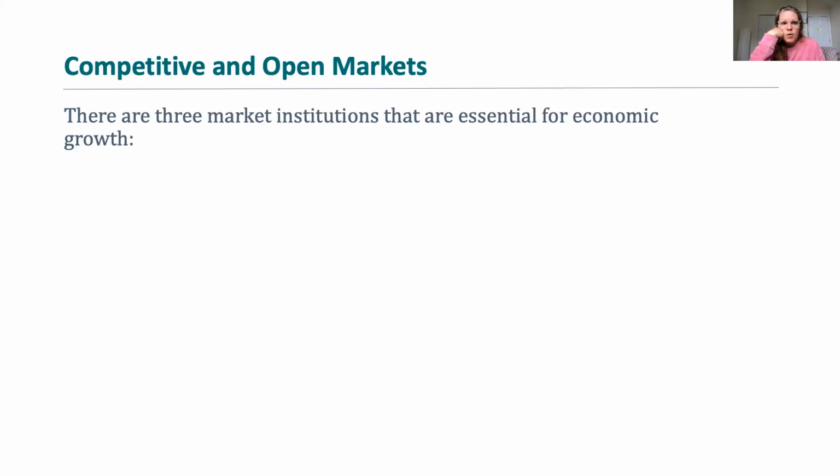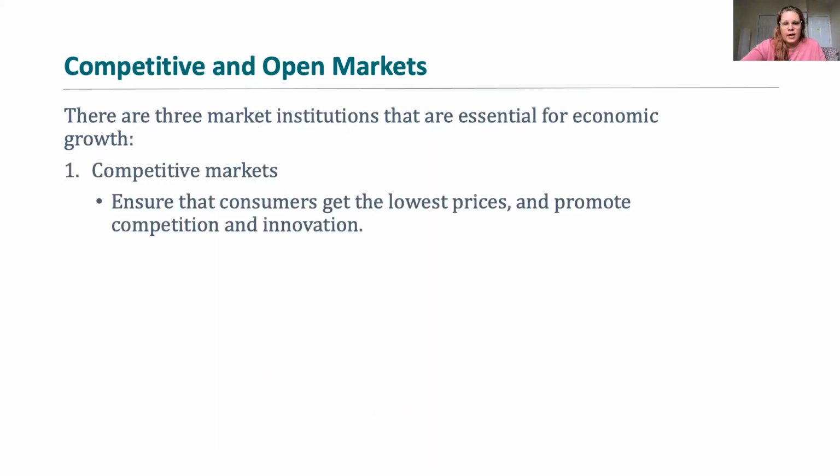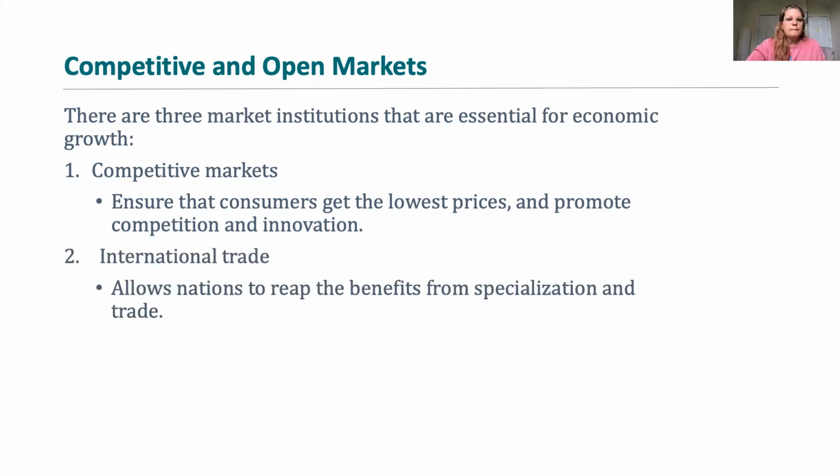So competitive and open markets, there are basically three market institutions essential for economic growth. We want competitive markets, which means that there are lots of buyers and lots of sellers, and that no individual firm holds market power over setting prices. What this ensures is that consumers are going to be able to buy things at moderately low prices and promote innovation by firms being incentivized to try to produce things at lower costs.